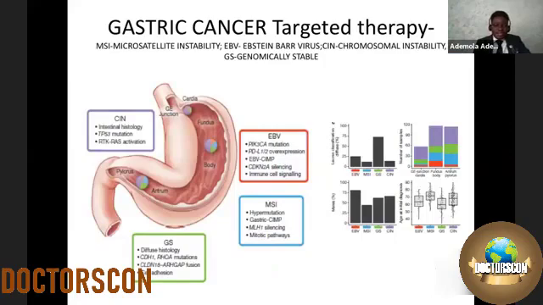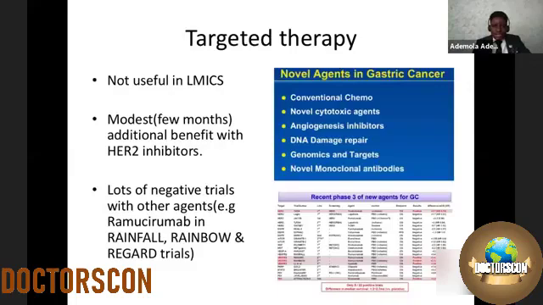Now, I know that there is this concept of classifying gastric cancers based on immunohistochemistry and phenotype, and that may have prognostic value in terms of targeted agents. But we found out that most of the targeted agents are not useful in our environment. There are probably just modest few-month benefits with using HER2 inhibitors. And many of the new agents like ramucirumab have been shown to give negative outcomes in trials like the RAINFALL, RAINBOW, and REGARD trials. So we don't really typically use them in our settings.